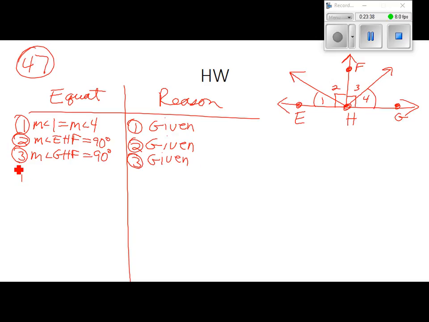What's the next box say after they put all that given in that first box? What's the second box say? Measurement of angle EHF equals measurement of angle GHF. Well, we already know that, because we just thought it through, didn't we? Now, what could you write over here for your reason? How did we know that these two were the same? Because they have the same measure.